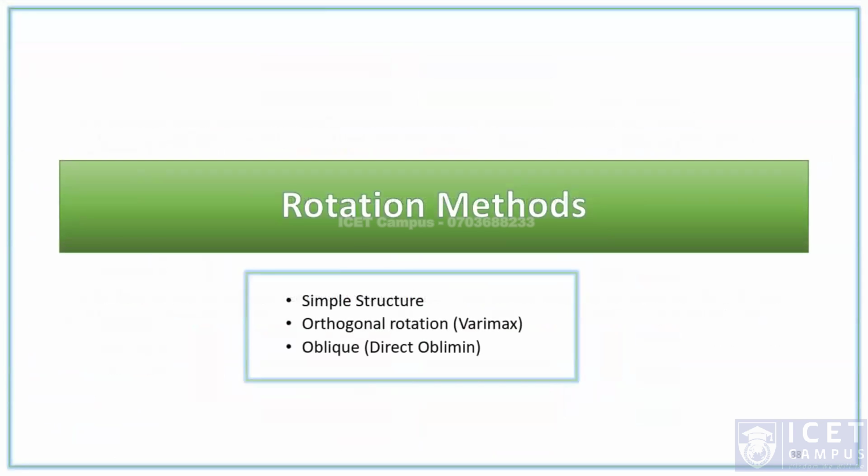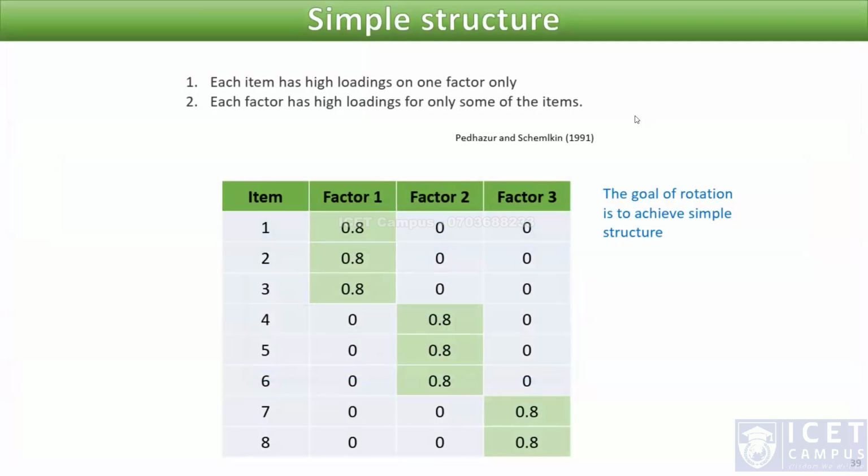Then we see some rotation methods as well, such as simple structure, orthogonal rotation, and the direct oblique rotations. So this is a simple structure. If you use this rotation method, you can select these three factors. Items 1, 2, 3 create one factor, 4, 5, 6 create another, and 7, 8 create another factor. By using these methods we answer the given question.